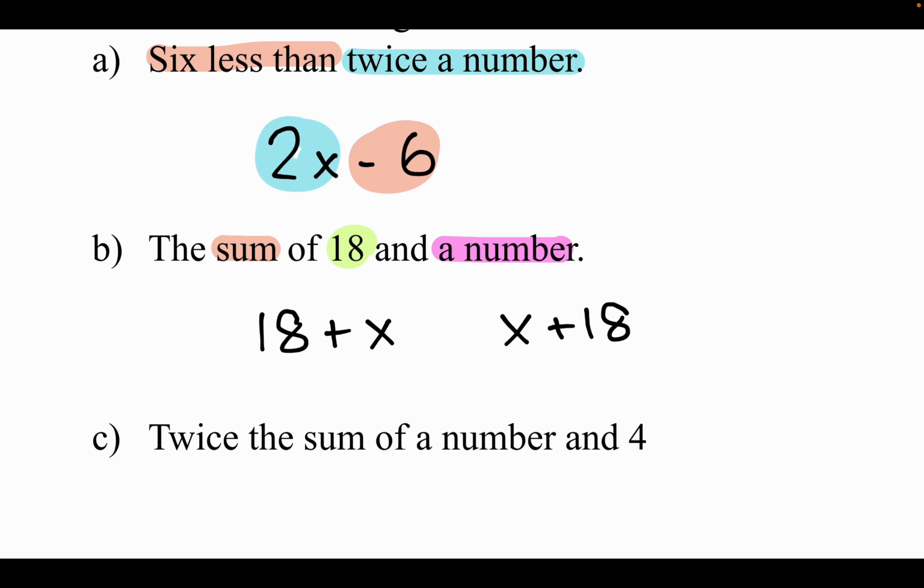So again, let's highlight what each part is. You have your 18 here or here. Then you have your sum is your addition, and your number is x.